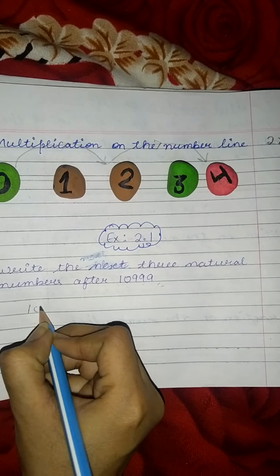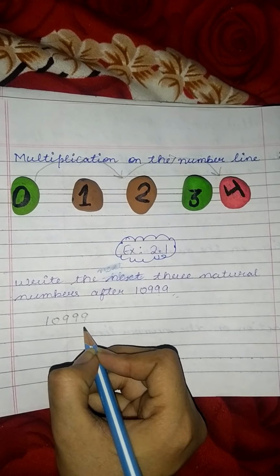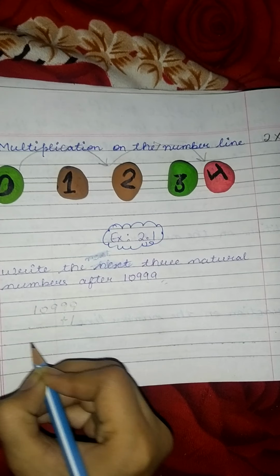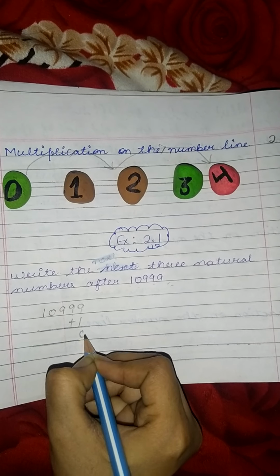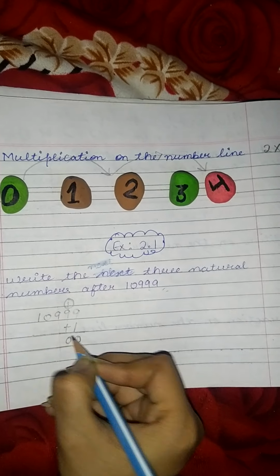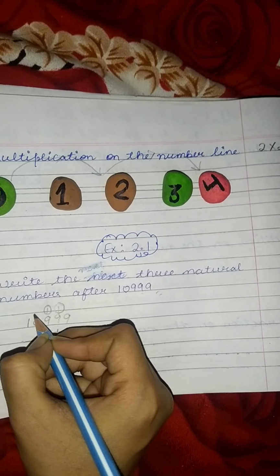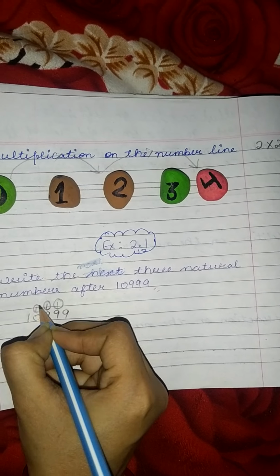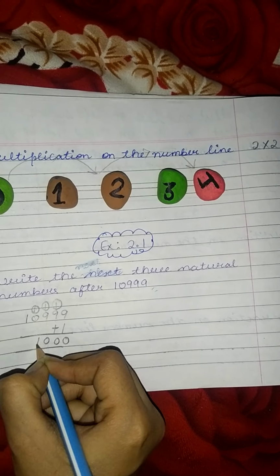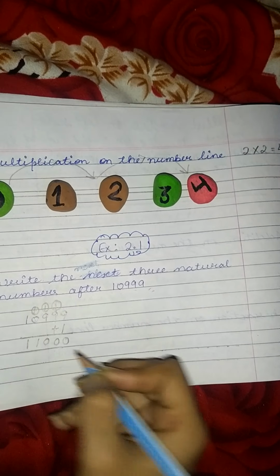See how we find the next three natural numbers. Write down 10,999. Now find the first successor by adding 1. 9 and 1, 10, and 1 carry goes to the 10's place. Again 9 and 1, 10, 1 carry goes to the 100's place. 9 and 1, 10, again 1 carry goes to the 1000's place. 1 plus 0, answer is 1. Brought down 1 as it is. This is the first natural number.